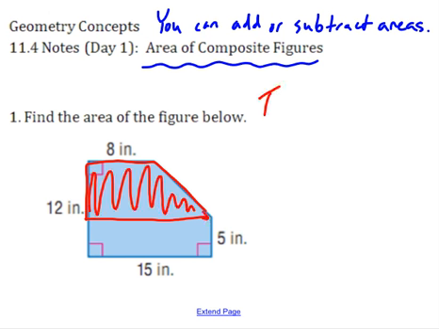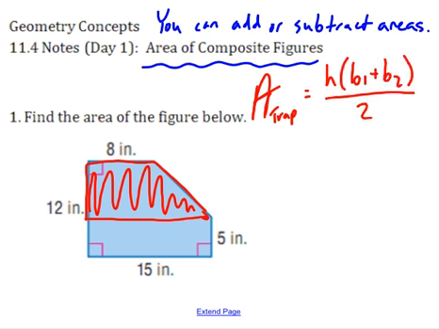So the area of a trapezoid is going to equal height, base 1 plus base 2, all divided by 2. So when I see this, I see area of trap. For the height, we have to do a little bit of math. Here to here is 12, but here to here is 5. So I would argue that this missing piece for the height of the trapezoid is 7, because 5 plus 7 is going to equal 12.